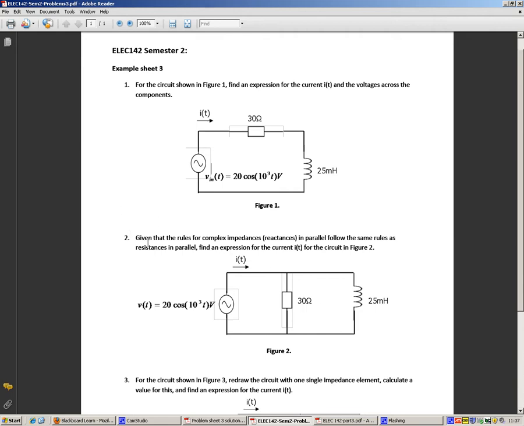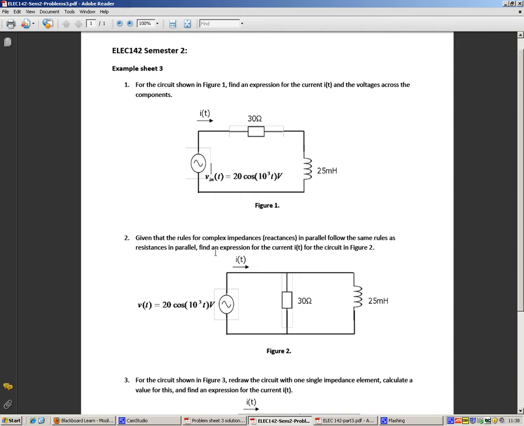You're told, given the rules for complex impedances or reactances, we've been calling it up till now, in parallel follow the same rules as resistances in parallel. Find an expression for the current I of t for the circuit in figure 2. So this is our circuit. We've got a sinusoidal voltage source, as we've had before. The current's going around here. And what we need to do is find an expression for the current.